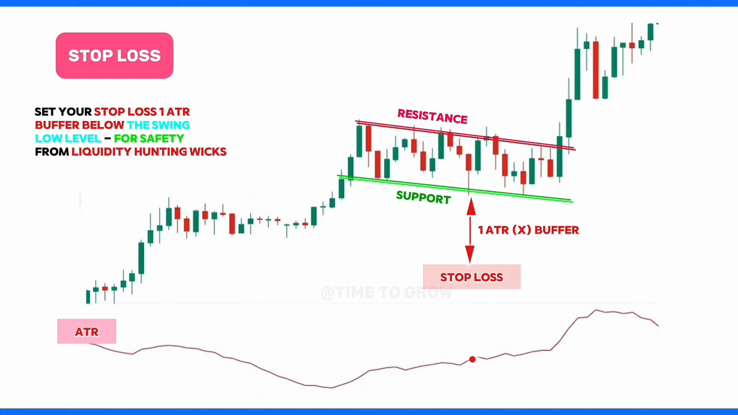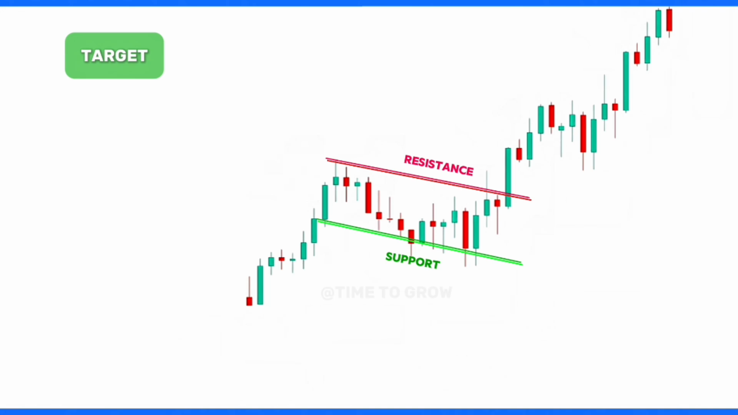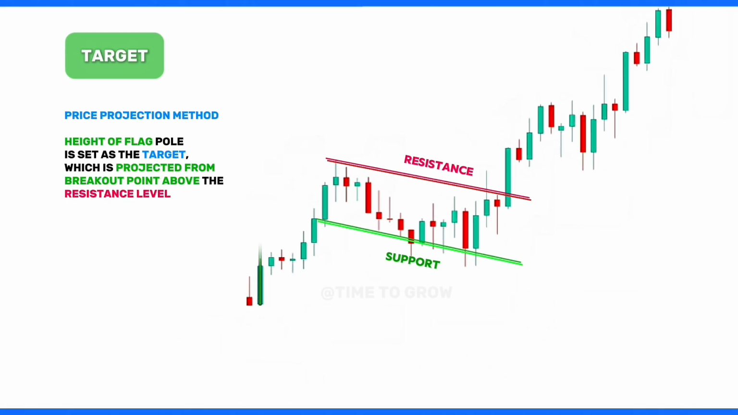Now, let's understand how to define your profit target. There are several approaches that traders use, but one of the most common methods is based on the length of the flagpole. First, measure the length of the flagpole from the bottom support level to the top. You can use tools like the date range or measuring tool on TradingView. Next, project this same length upward from the breakout point of the resistance trend line. That projected level will be your profit target.